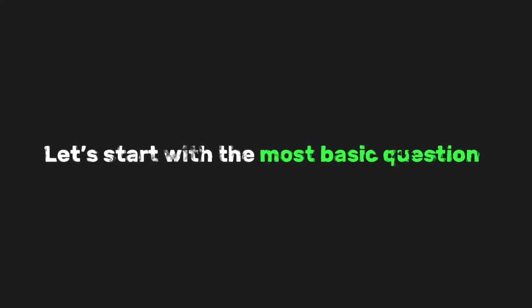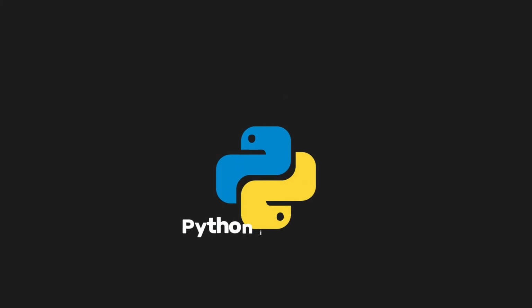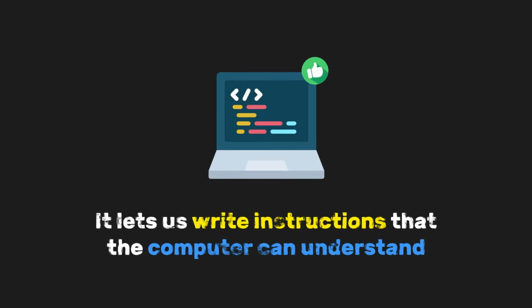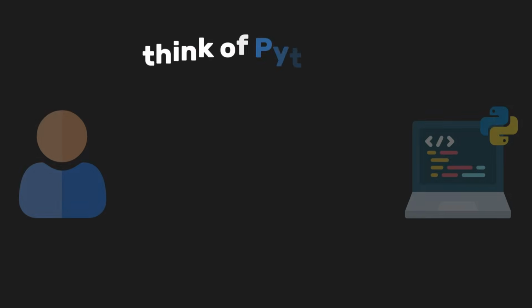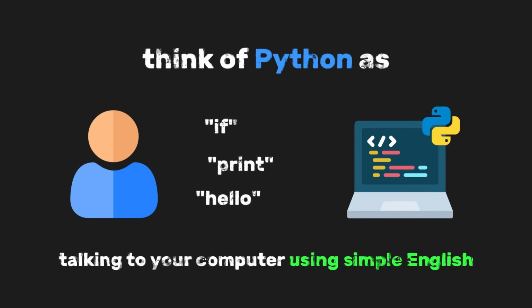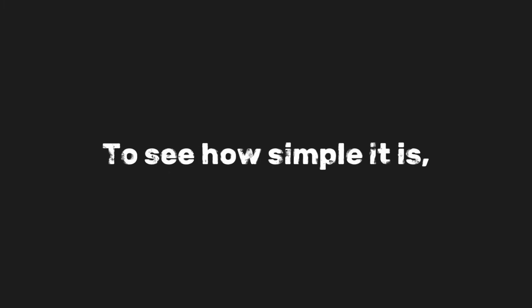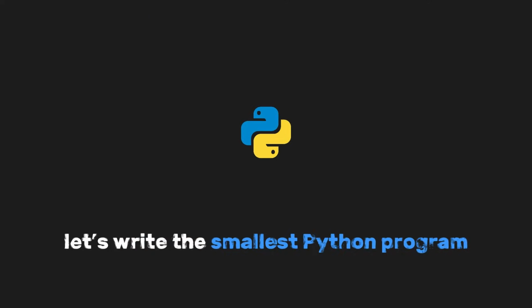Let's start with the most basic question. What is Python? Python is a high-level programming language. It lets us write instructions that the computer can understand. But here's the thing. Think of Python as talking to your computer using simple English instead of complicated robot language. To see how simple it is, let's write the smallest Python program.